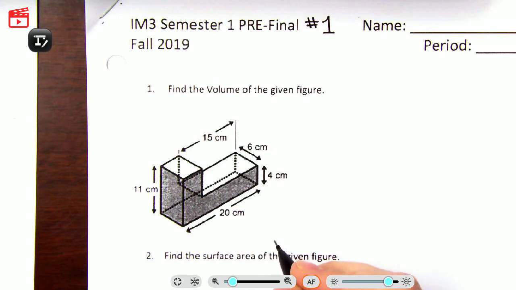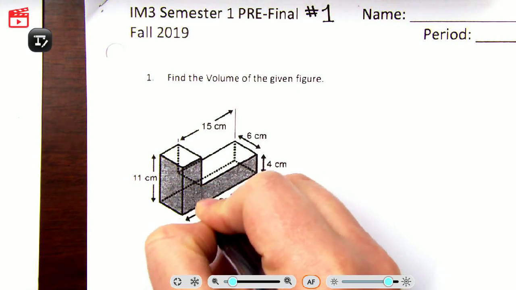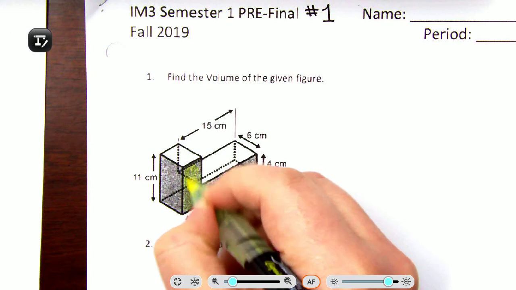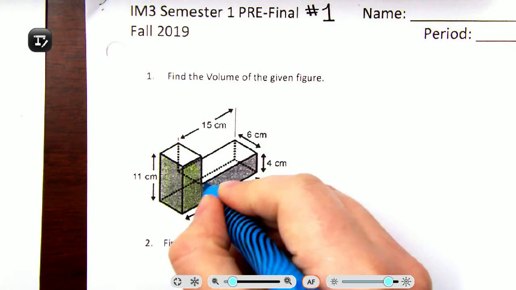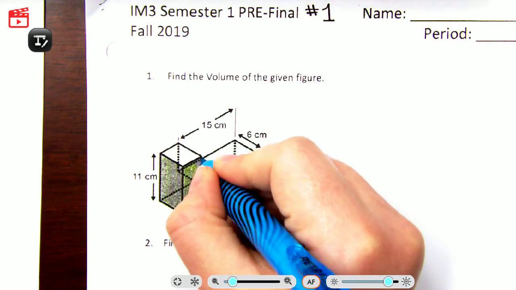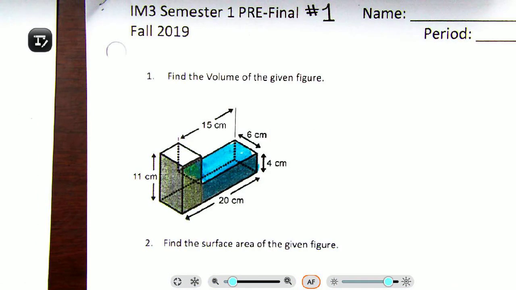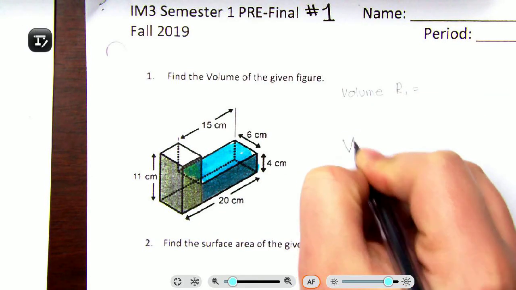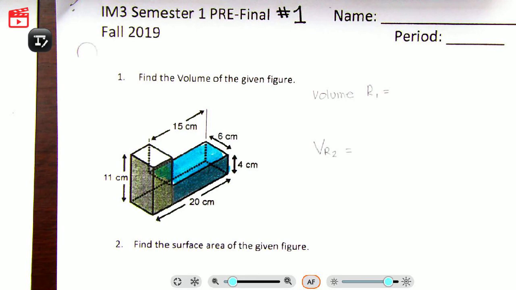All right, so find the volume of the given figure. I'm going to cut this figure into 2 rectangular prisms. I'm cutting it right down here. I'm going to have one rectangular prism here, and then another rectangular prism starting where I cut it. So you have 2 rectangular prisms, and we're trying to find the volume. I have the volume of my first rectangular prism and the volume of my second, and because it is a composite figure, we're going to be adding those 2 volumes together to get my total volume.